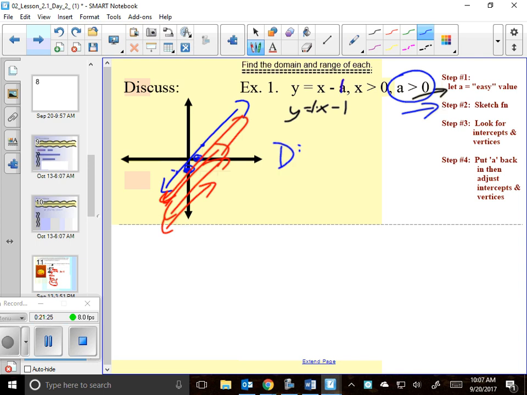Well, the domain is how far left it goes and how far right it goes. How far does the blue one go to the left? Well, this arrow indicates it goes forever to the left, and it goes forever to the right, negative infinity to positive infinity. And the range of the blue one? How low will it go to how high will it go? What's the lowest that the blue thing could ever go? Negative infinity. And how high could the blue one ever go? Positive infinity. All right, there is the domain and range of the blue one.